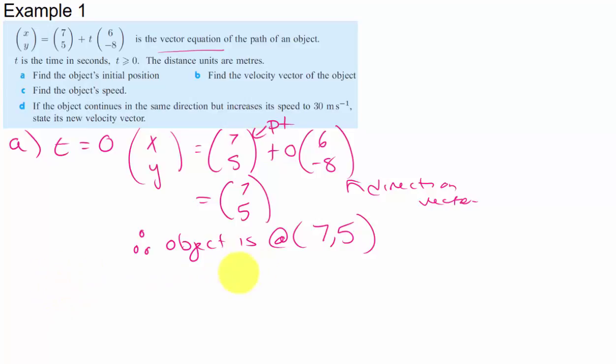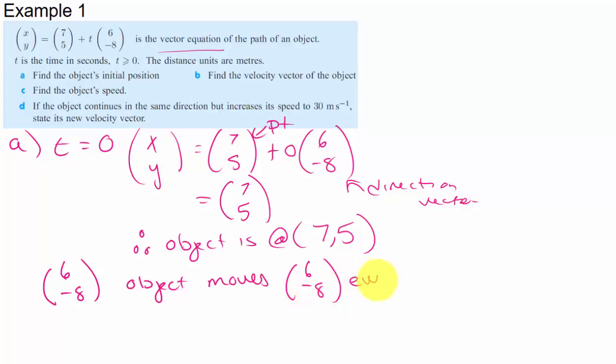For B, it's asking us to find the velocity vector. So we're going to use that information that I just showed on the previous slide. So we have 6, -8, which is our direction vector. So that means that the object moves in a horizontal direction of +6 and a vertical direction of -8 every second. That's all it's asking, is to identify the velocity vector, which is really our direction, but put it in terms of time.